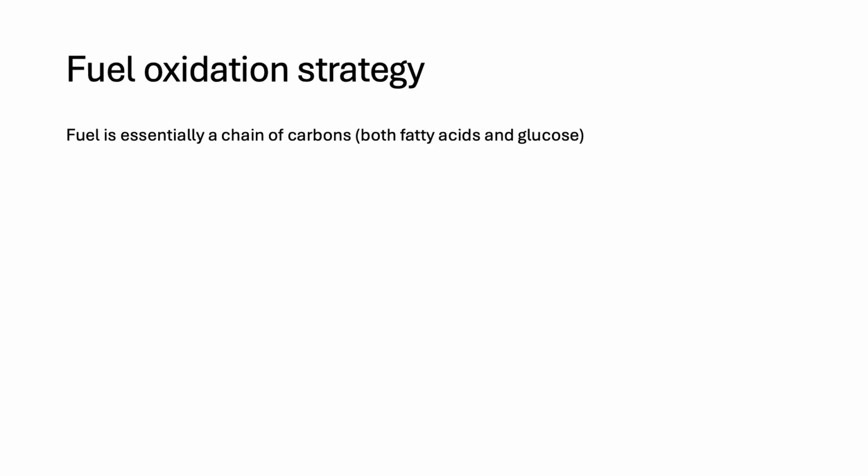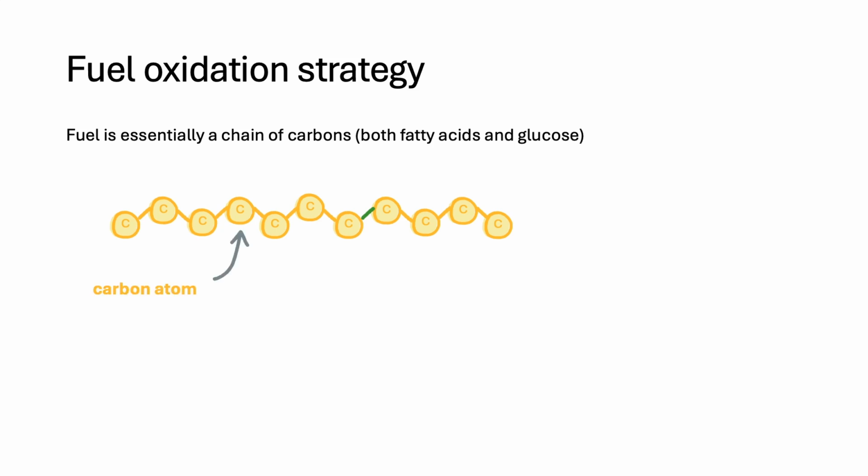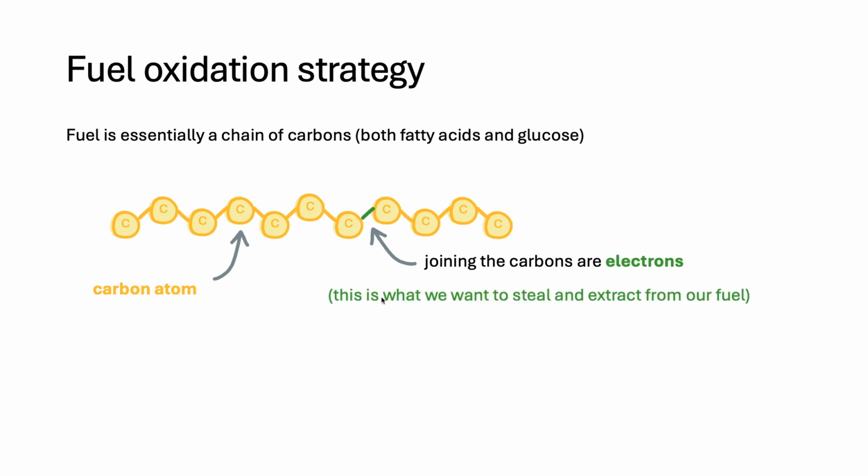Our fuel oxidation strategy. First of all, fuel is essentially a chain of carbons, and this applies for both fatty acids and glucose. So what I've got here is a fatty acid chain, as you can see, a bunch of carbons chained together, and between each of these carbons are these bonds, chemical bonds. Now, if you remember, chemical bonds are made of electrons. Electrons are like the glue that hold together molecules and atoms. And so in the bond between these two atoms are the electrons, and that's what we want to steal and extract for our fuel.